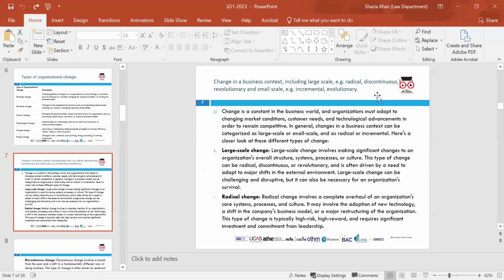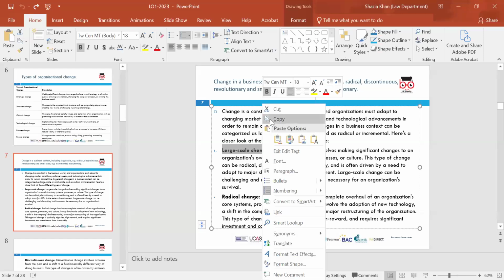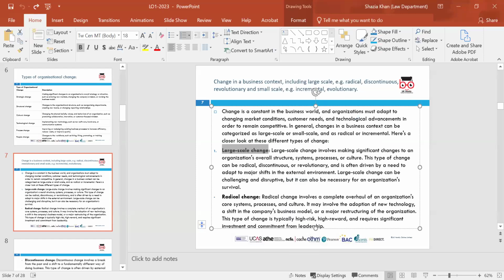Changes in business context, including large-scale changes and small-scale changes. What could be a large-scale change in an organization? What do you think could be a large-scale change in an organization? Keith, what do you think could be a large-scale change?